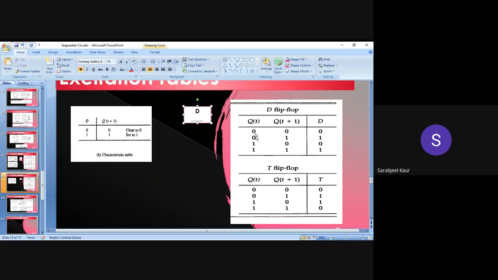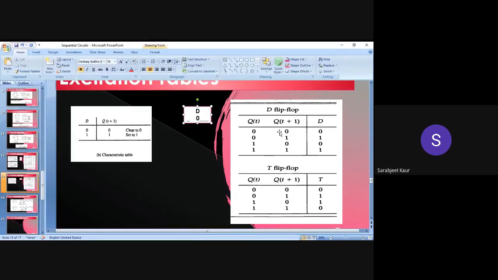So the first case is when I want a 0, and the last time it was also 0. Actually, in D flip-flop, I know that when I want a 0, what do I need to give? 0, irrespective of the previous state. In fact, even the characteristic equation of the D flip-flop did not have a mention of Q(t), because whatever we give it, we get at the next instant. Like a basic memory element.